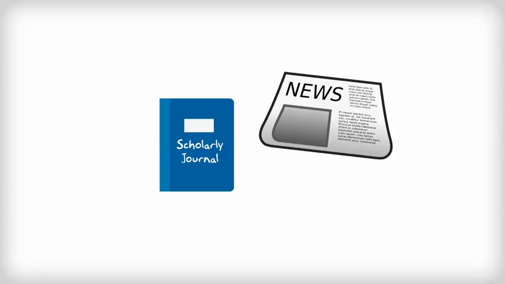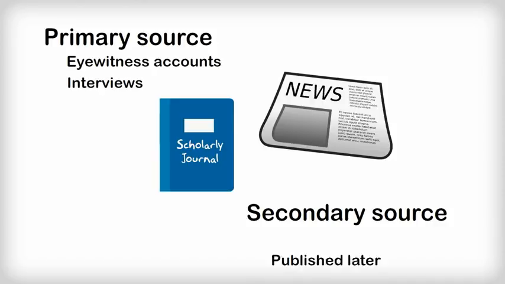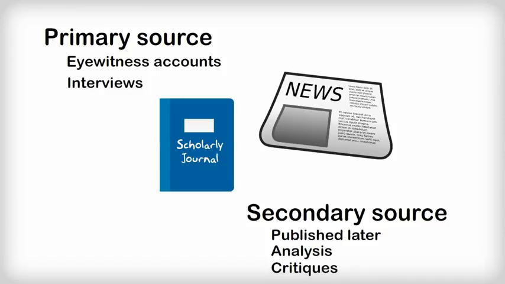Some sources, like scholarly journals and newspapers, can serve as both a primary and a secondary source, depending on which article you're reading. Articles that include things like eyewitness accounts or interviews and are published close to the time of the event you're researching would be a primary source. Articles that are published after the fact and include analysis or critiques are secondary sources.